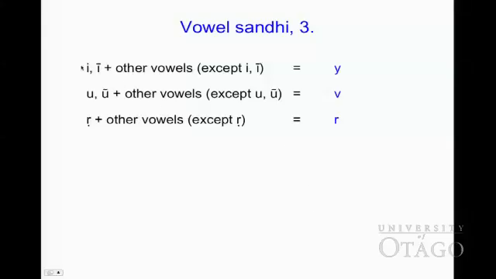Rule number 3. I plus other vowels except I, so it will be changed to Y or Ya together with the other vowel. U plus other vowel except U will change to V together with the other vowel. Ri plus other vowel except Ri you change to R together with other vowel. You can see from this chart.